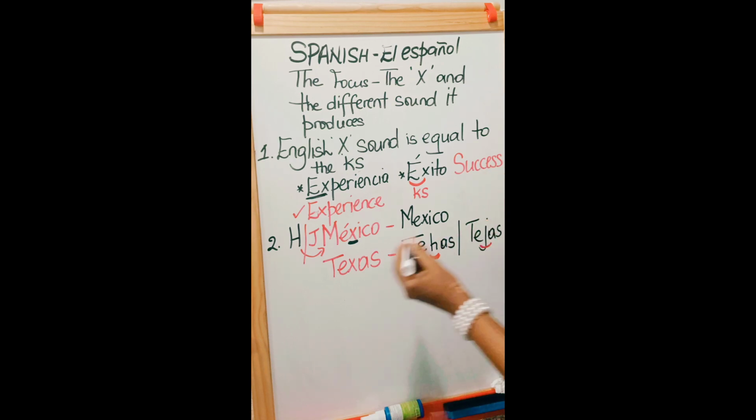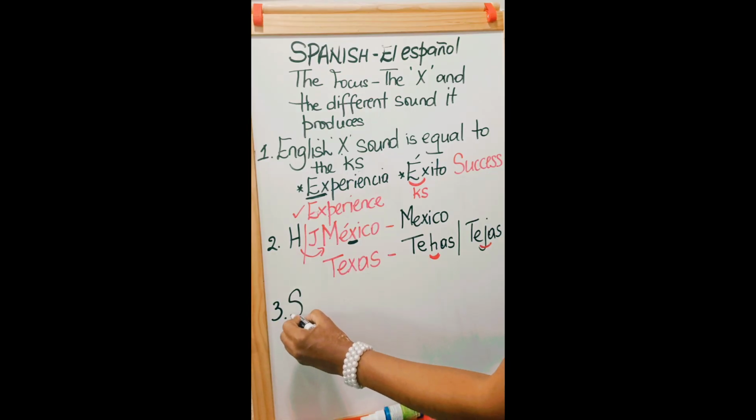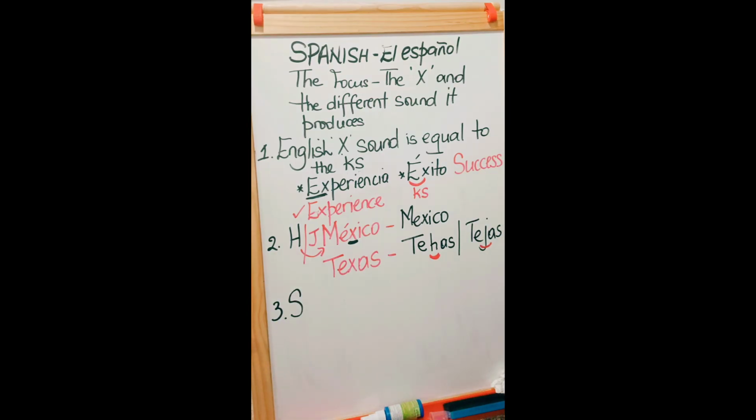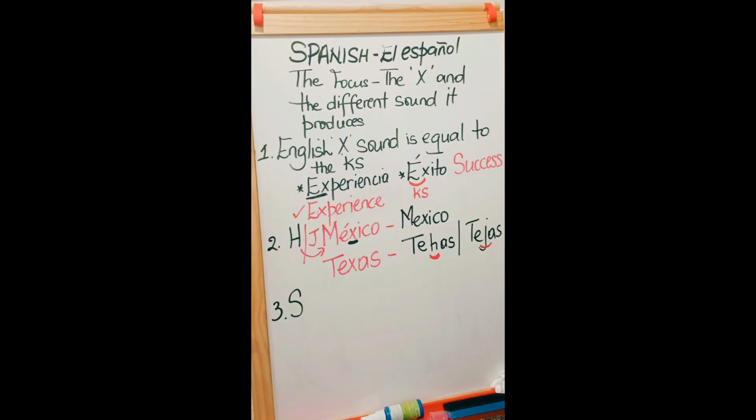All right. So the X also can give an S sound. How interesting this is. From an X sound to an H sound to an S sound, depending on the word and the origin of the word, right? Depending on the consonants, the vowels, and the origin of the word, you will get the different sounds of the Spanish alphabet X. All right, so we're looking at the S sound. Let's look at some examples.